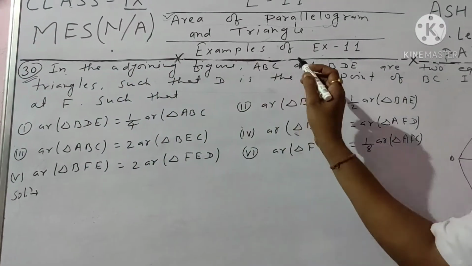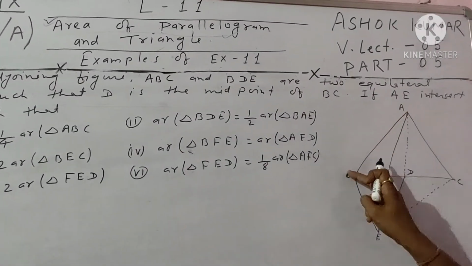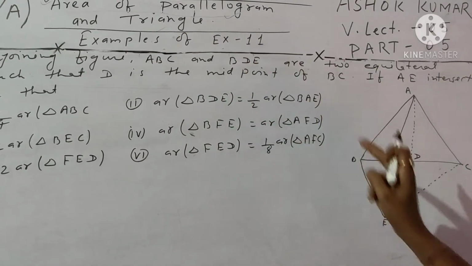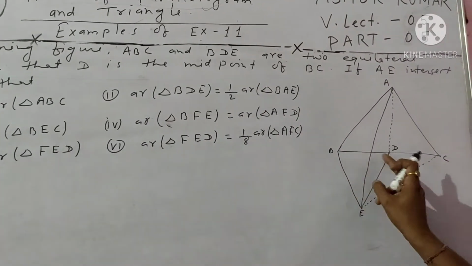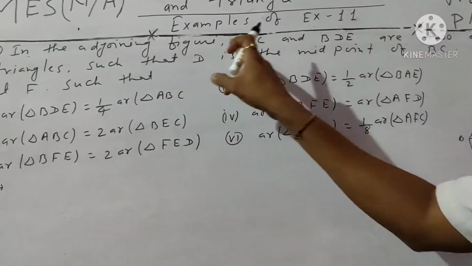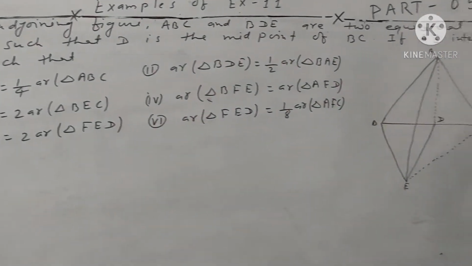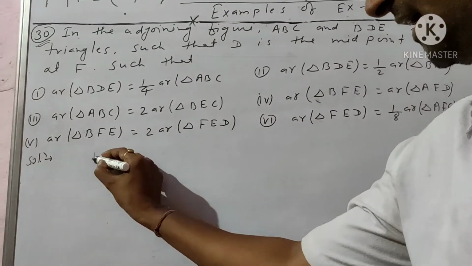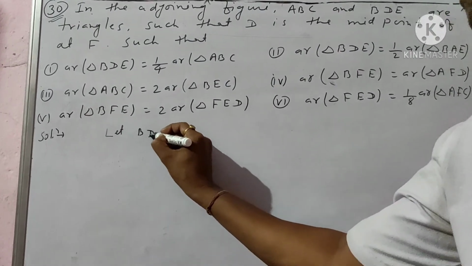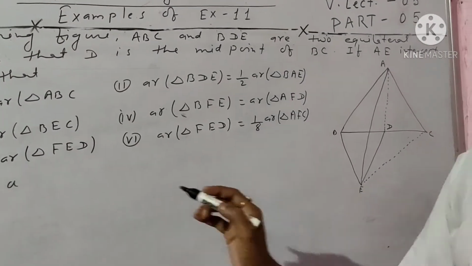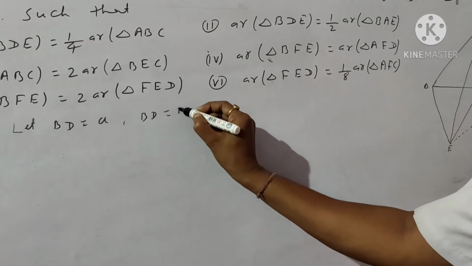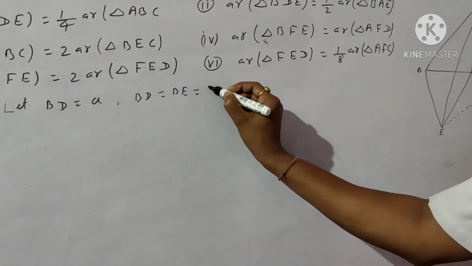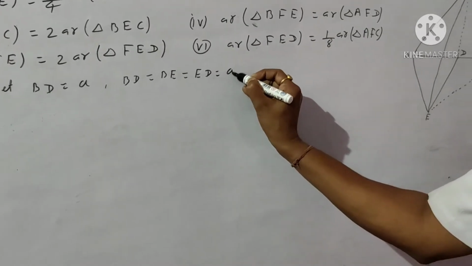In the adjoining figure, ABC and BDE are two equilateral triangles. We know that in an equilateral triangle all sides are equal. D is the midpoint of the side BC. Suppose, student, let BD be equal to A. So we can say BD is equal to BE is equal to ED is equal to A.